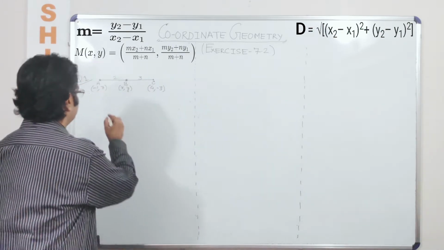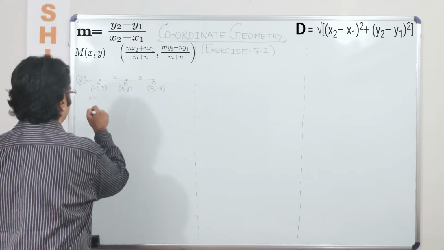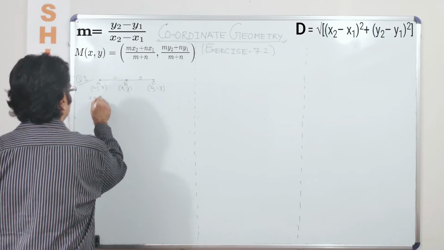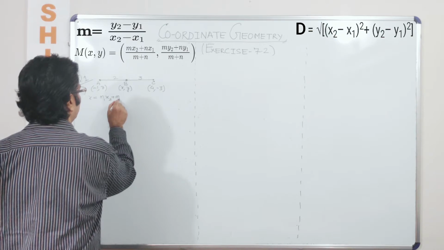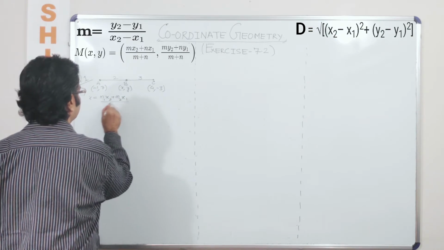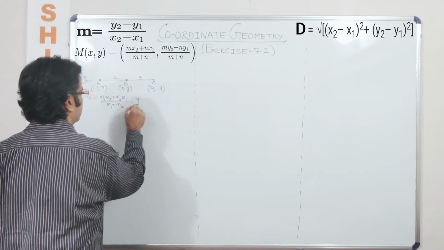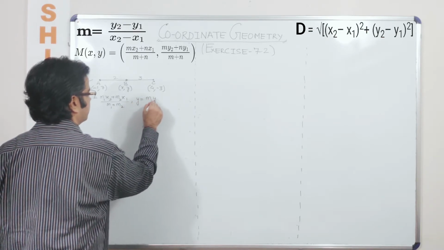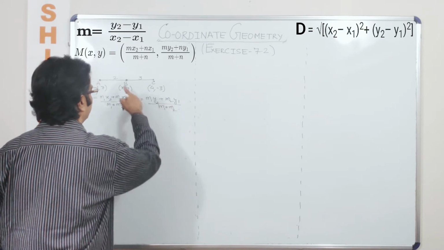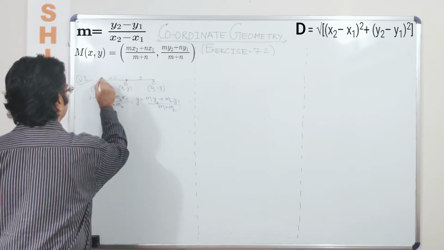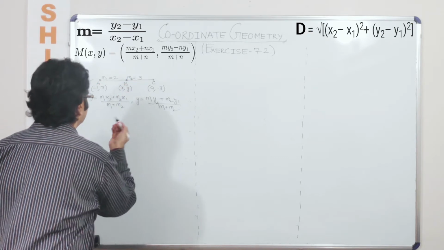So using the section formula, you will say that x is equal to m1 x2 plus m2 x1 divided by m1 plus m2, and the same thing you'll be using for the y coordinate. Now once you do this, you just need to identify the value of m1 as 2 and m2 as 3. Once you have done this, it becomes easier now.